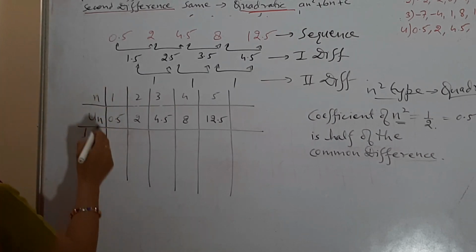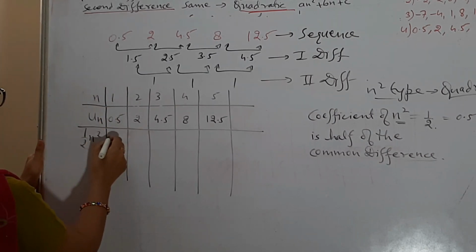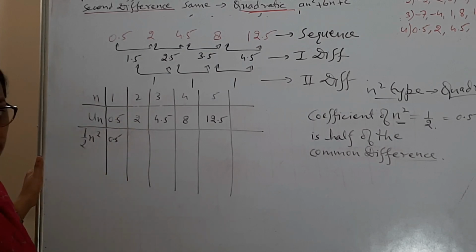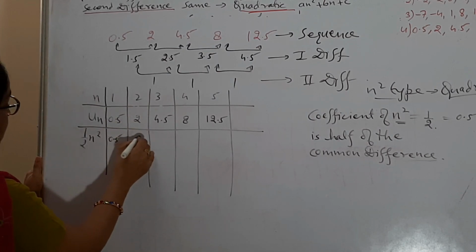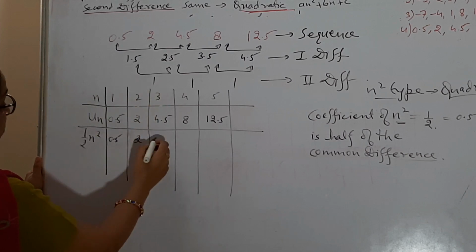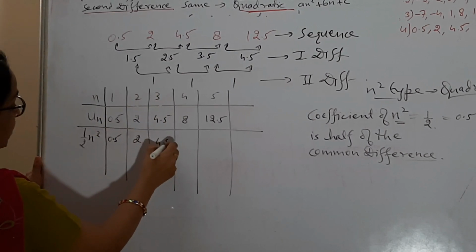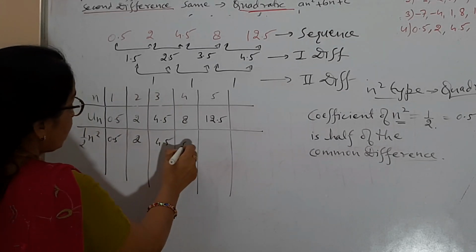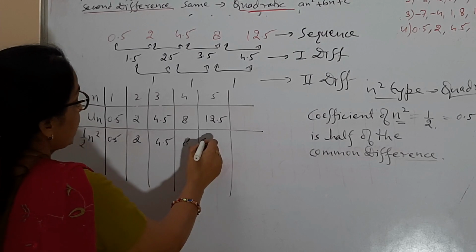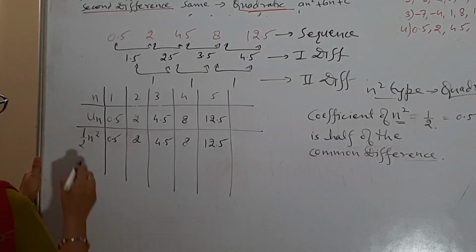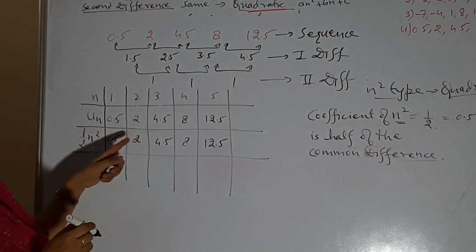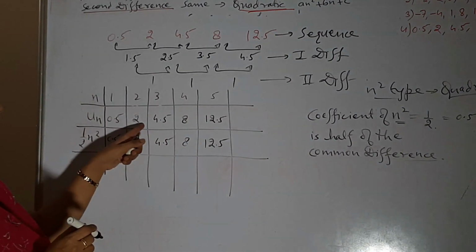Okay. So half of 1 square is half only, that is, we can write here 0.5, and then half of 2 square, that is half of 4, so it is 2. Half of 3 square, half of 9, that is 4.5. Then half of 4 square, 16, that is half is 8. Similarly, half of 25 is 12.5. So you will see that by taking half n square we are getting the same terms back.